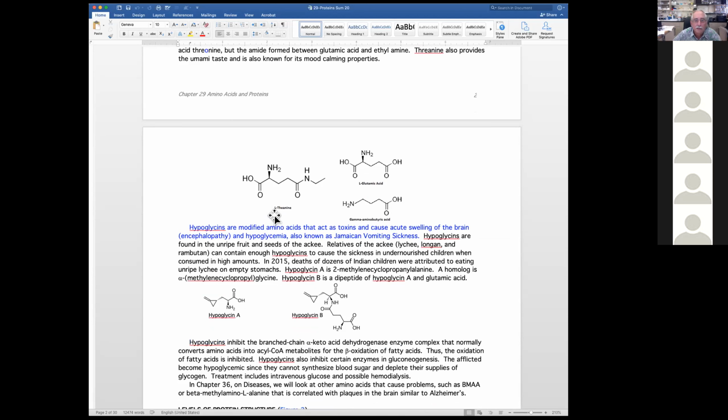So here is theanine, here's glutamic acid, here is gamma aminobutyric acid. Notice that all they did was to simply take off that carboxylic acid right there. So this is excitatory and this is inhibitory. They counteract each other.